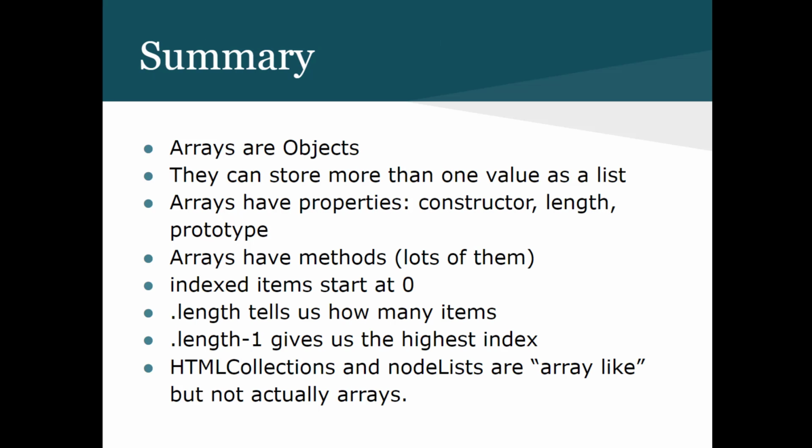So in summary, arrays are objects. They can store more than one value as a list. Arrays have properties: constructor, length, and prototype. Arrays have methods, lots of them. Indexed items start at 0. Length tells us how many items are in the array. Length minus 1 always gives us the highest index. HTML collections and nodeLists are array-like, but not actually arrays.